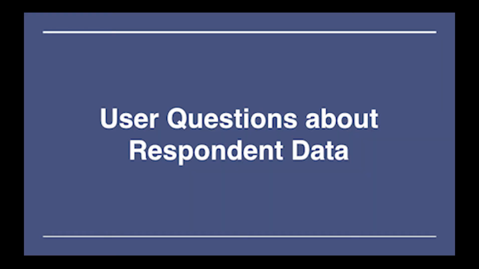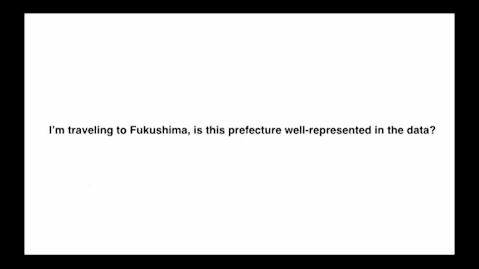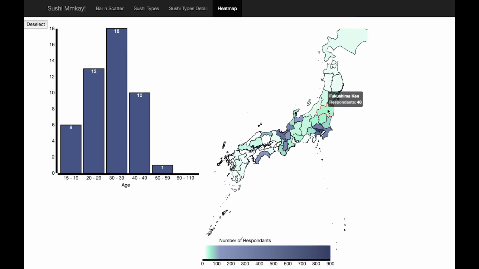Our final visualization gives more information about the people who responded to the sushi survey. This visualization includes a heat map of the geography of Japan and also an age distribution of the respondents. I'm traveling to Fukushima. Is this prefecture well represented in the data? In order to answer this question, we can find Fukushima and look at the number of respondents in that prefecture.